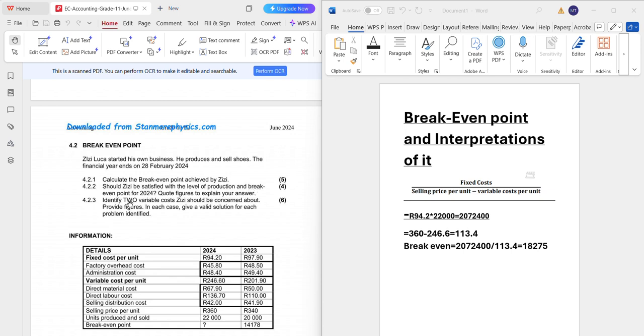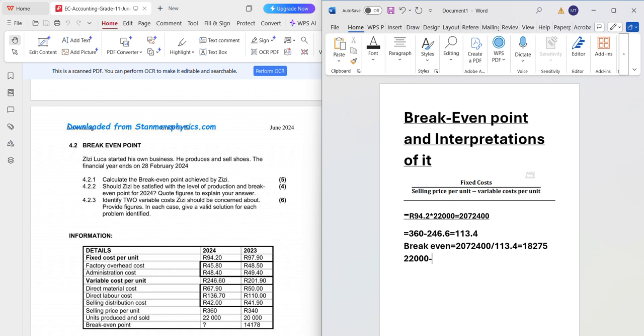So let's touch on the break-even point for 2024. The break-even point was 18,275, and they produced 22,000 units. So let's calculate here. Remember the break-even point is the number of units the business needs to make in order to start making a profit. It means after 18,275, any unit that we make will be our profit.